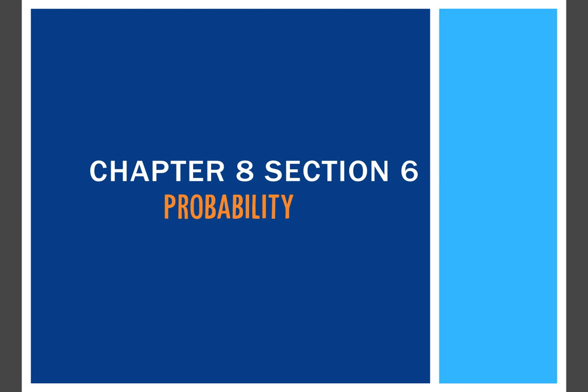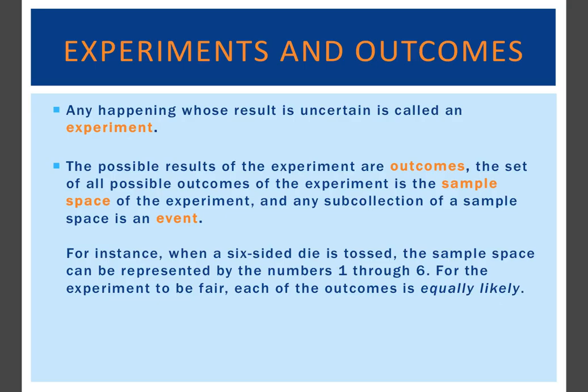But now we're taking those statements that before we just created our sample space, and now we're going to try to find the probability of what we want to get out of it. So first of all, just some vocab. Any happening whose result is uncertain is called an experiment. So an experiment is flipping a coin. An experiment is rolling the die. An experiment is picking a rock out of a bag. Those are all called experiments.